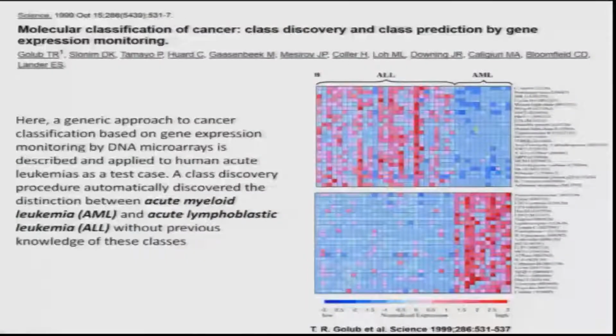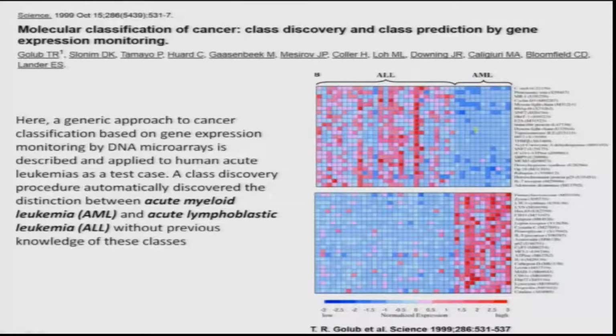So, to type that, can you look at the expression profile? Can you look at what genes are expressed? Can you type them, that is, this is type 1 and not type 2 and vice versa, and then one can come up with certain therapeutic modules. And here what they have done is they again take an approach for cancer classification based on gene expression. They are monitoring with DNA microarrays.